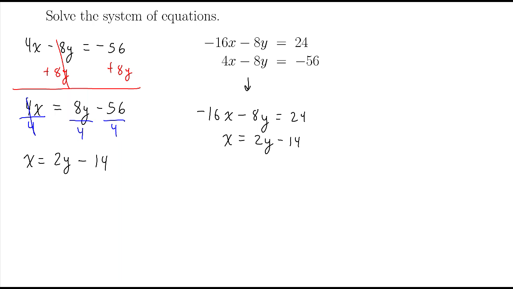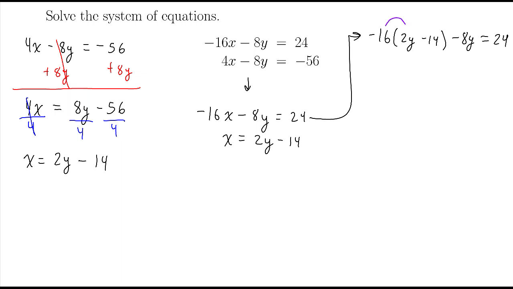So what I can do with that is take my first equation here, the one that has not been rewritten, and I can rewrite it, but instead of an x, I'm going to put in 2y minus 14. After all, we have decided that that is the same thing as x. Okay, well then we're in good shape, because now I have one equation with only one variable, y. So let's work it out.